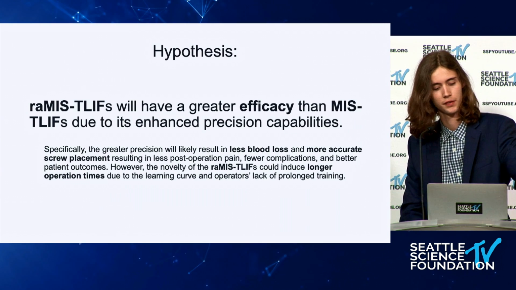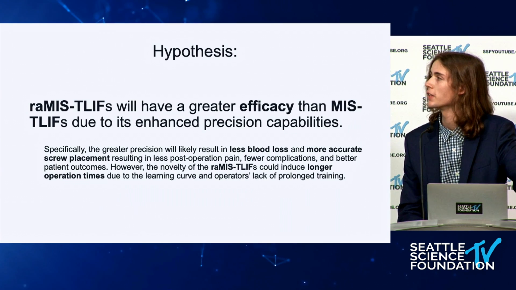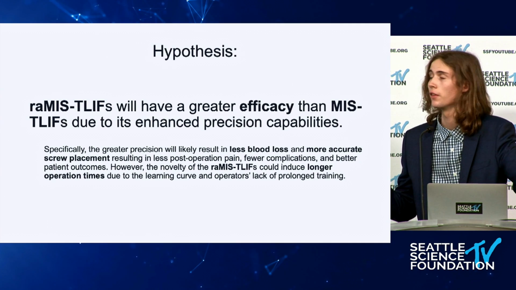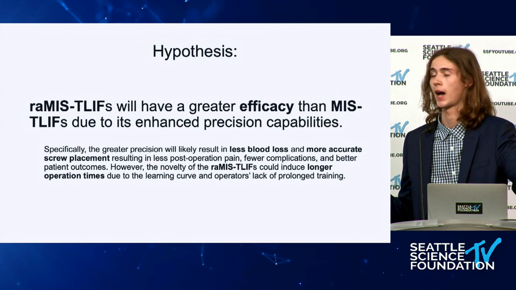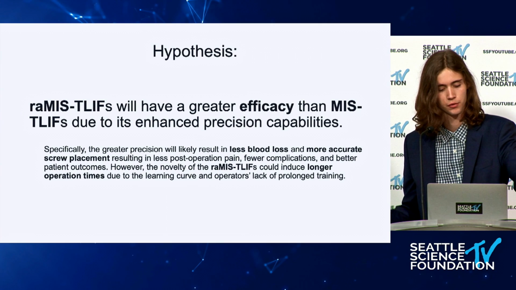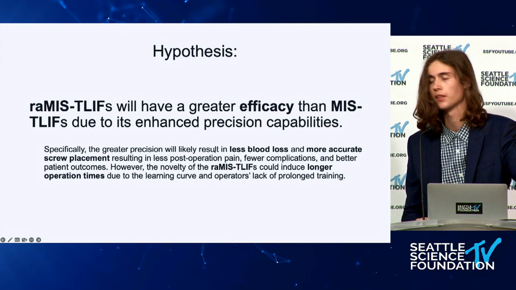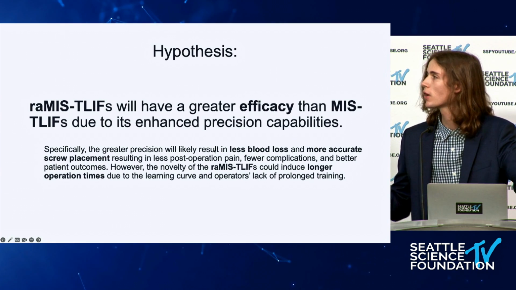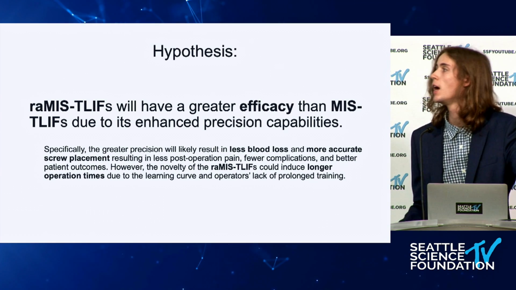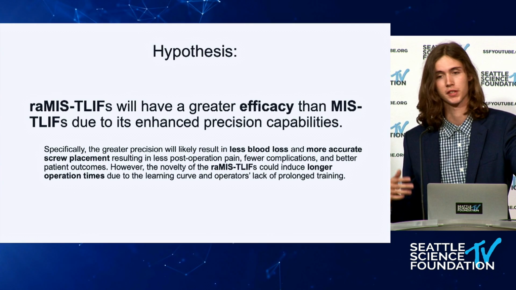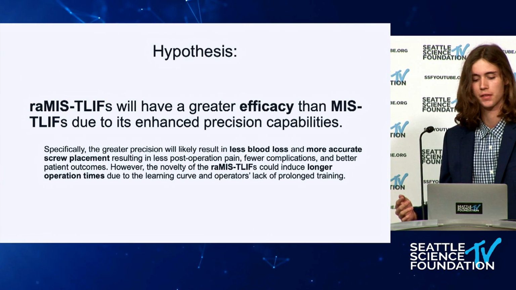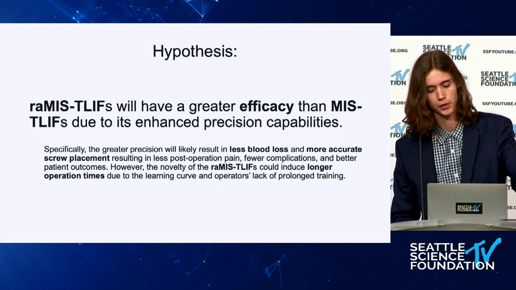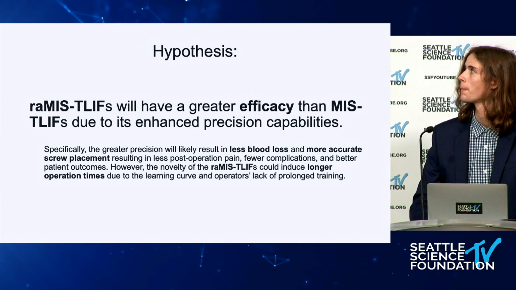My hypothesis was that robotically assisted MIS TLIFs, because of their greater precision, will potentially have less blood loss, more accurate screw placement, and therefore less post-operative pain. On top of that, there'd be fewer complications and better patient outcomes. However, the novelty of robotically assisted surgery could potentially mean longer operation times due to the learning curve and operators' lack of prolonged training.